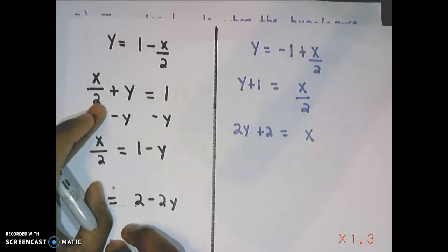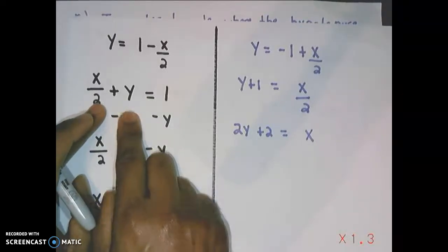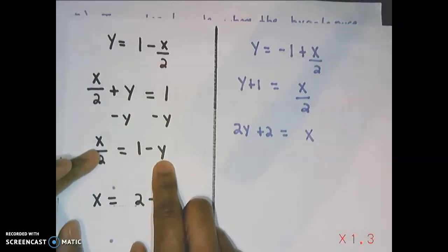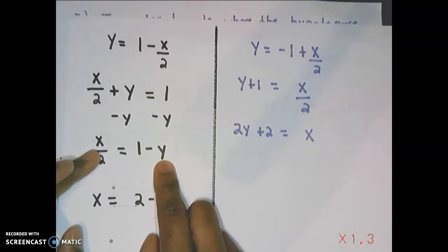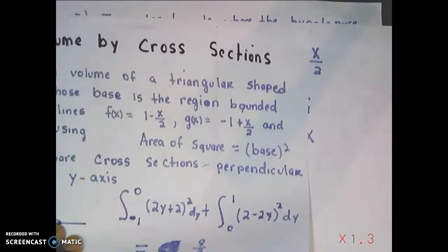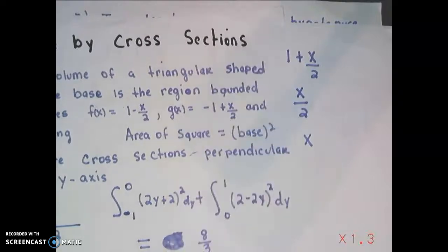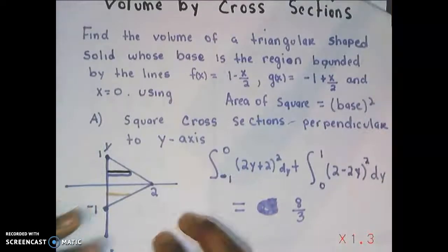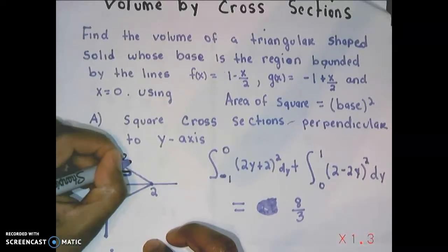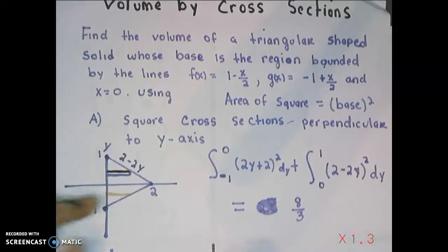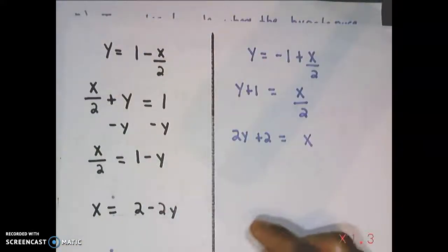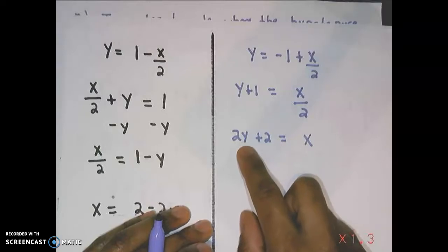It became positive. So now I'm going to take y and move it to the other side. So I now have 1 minus y. And now to get x by itself, I'm just going to multiply both sides by 2. So this function right here is now going to be 2 minus 2y, because I wrote this in terms of x. And then the lower function is going to be 2y plus 2.